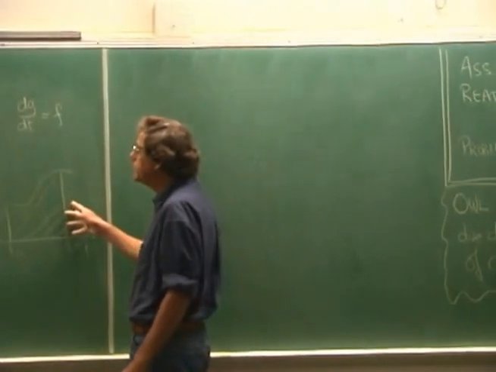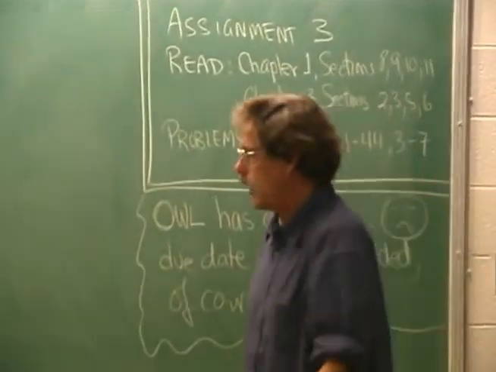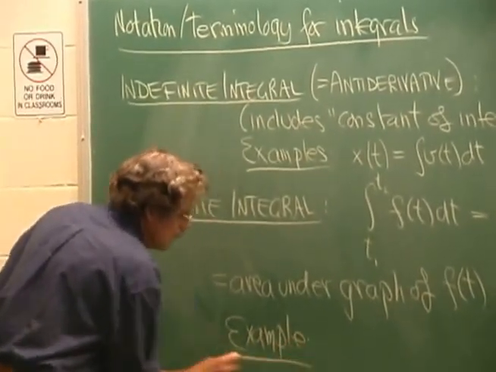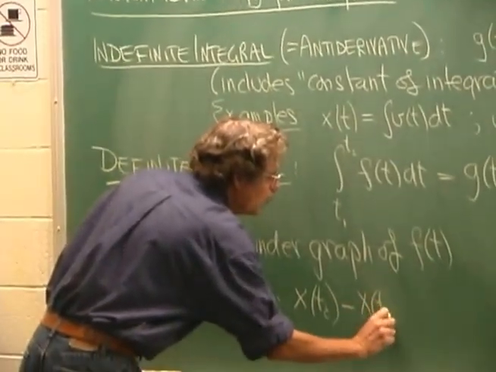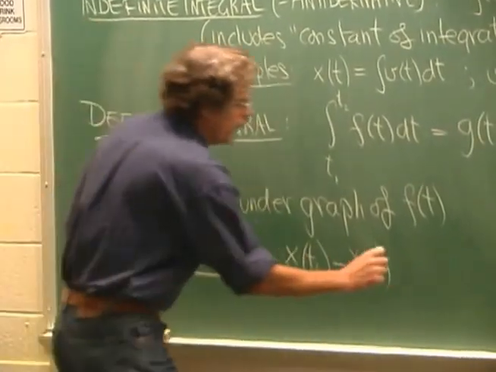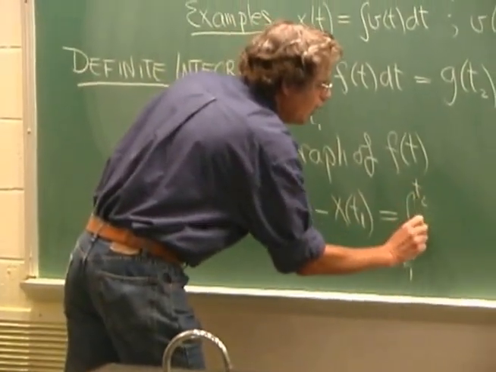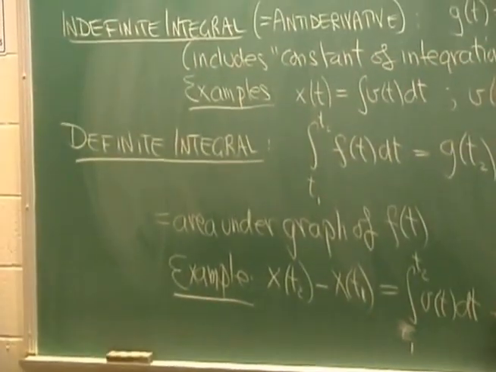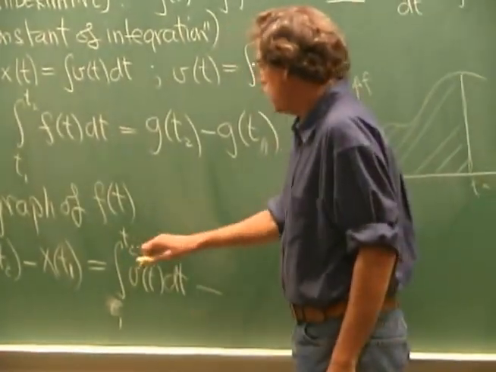How do you calculate areas under a graph? That's the definite integral. How do you calculate the slope of the graph? That's the derivative. Example. The example of most importance to us: x of t2 minus x of t1, the distance traveled, is equal to the integral from t1 up to t2 of v of t dt. So if you want to know how far an object went in a certain time, and you happen to know what its velocity was at all times, you integrate that.